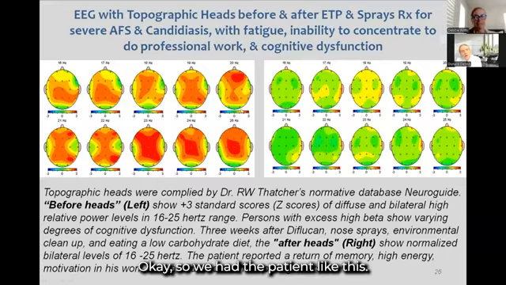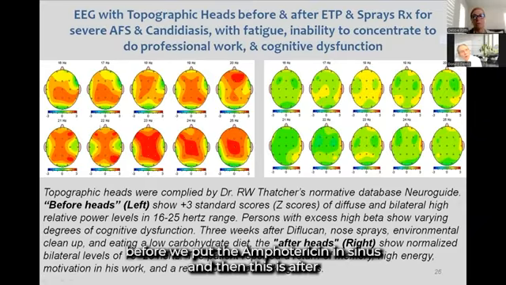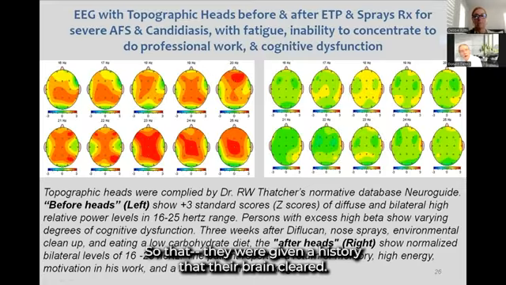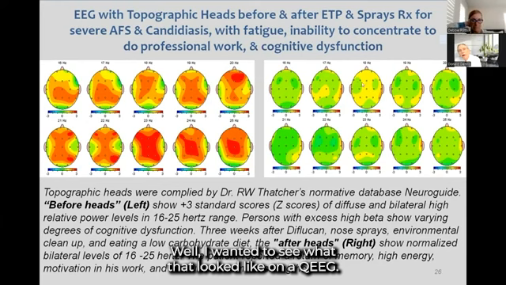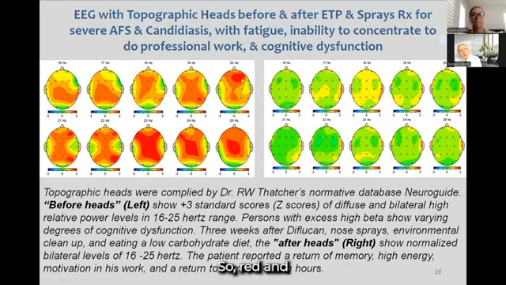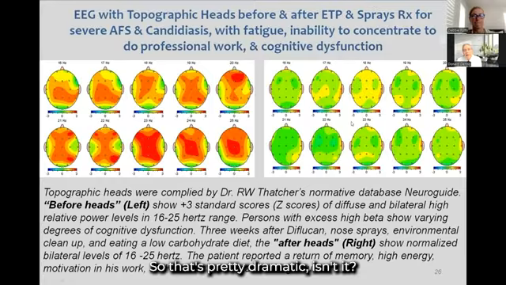Okay. So we have the patient like this. We did the QEEG when they have cognitive issues before we put the amphotericin in the sinus, and then this is after we put the amphotericin in the sinus. So they're given a history that their brain cleared. I wanted to see what that looked like on a QEEG. You can see it really does change the voltage in the brain. Red and orange is all high voltage and disorganized thought process. So that's pretty dramatic, isn't it?